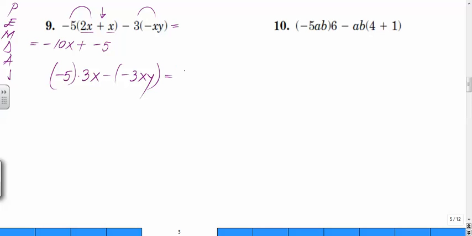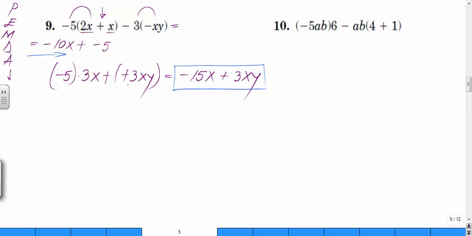Negative 3 times 3x would be negative 15x, right? Minus, you add the opposite, so basically it will give you plus 3xy. And this is where you have to stop, because x and xy are not the same.